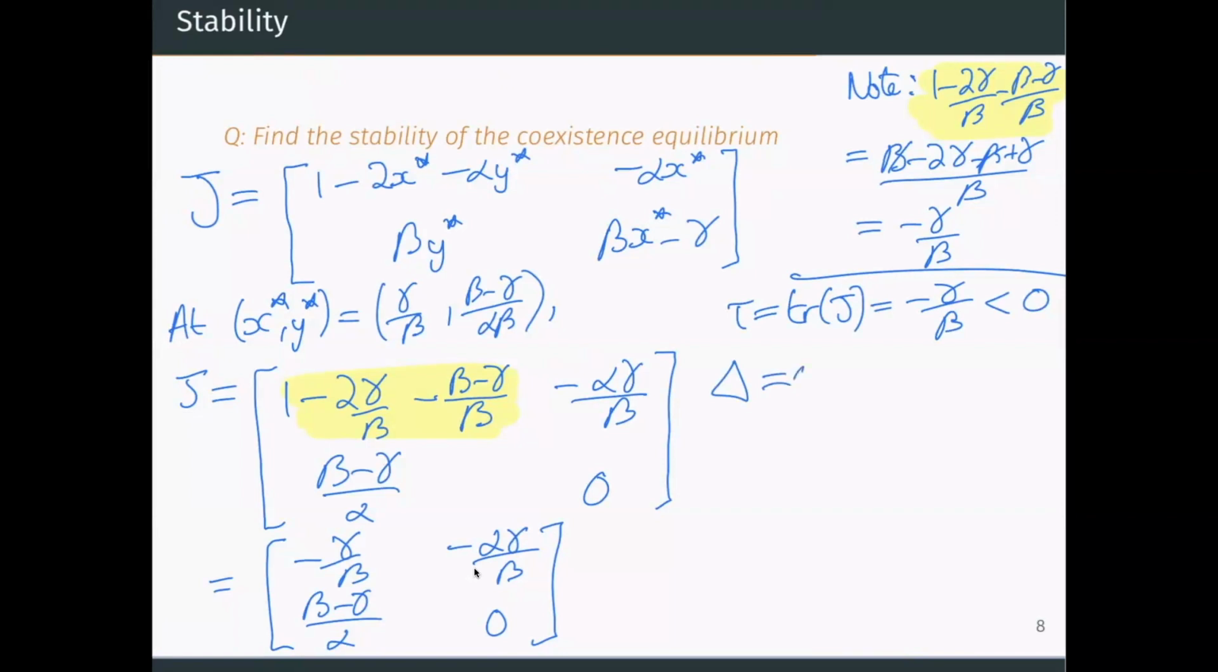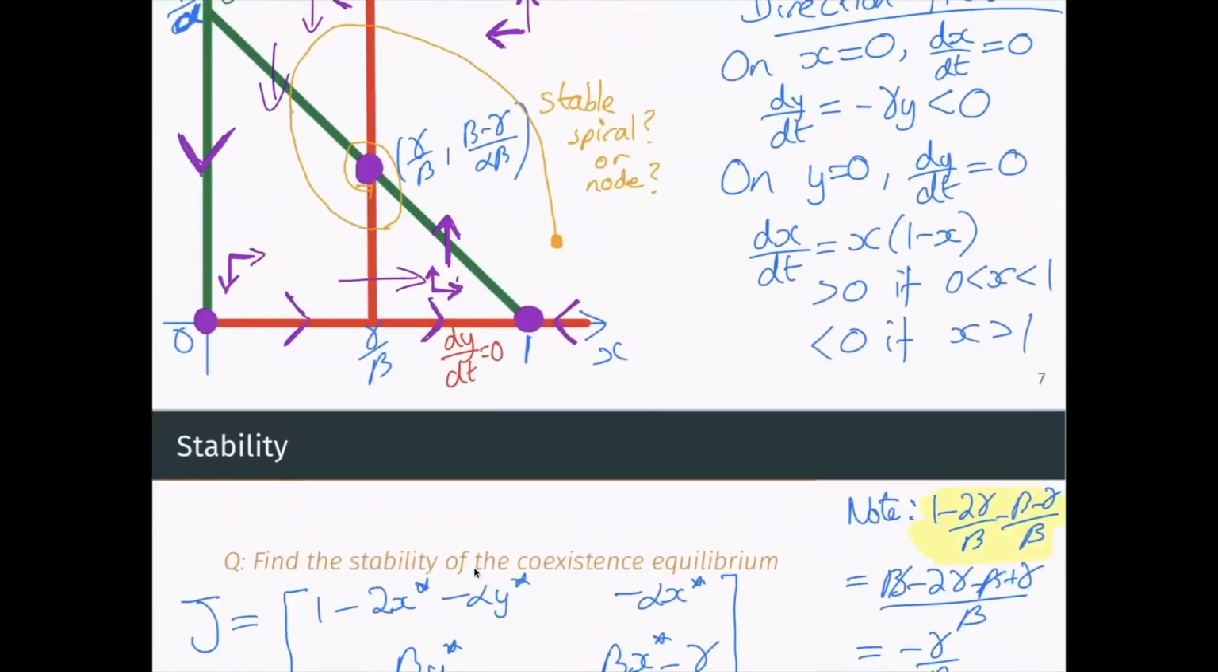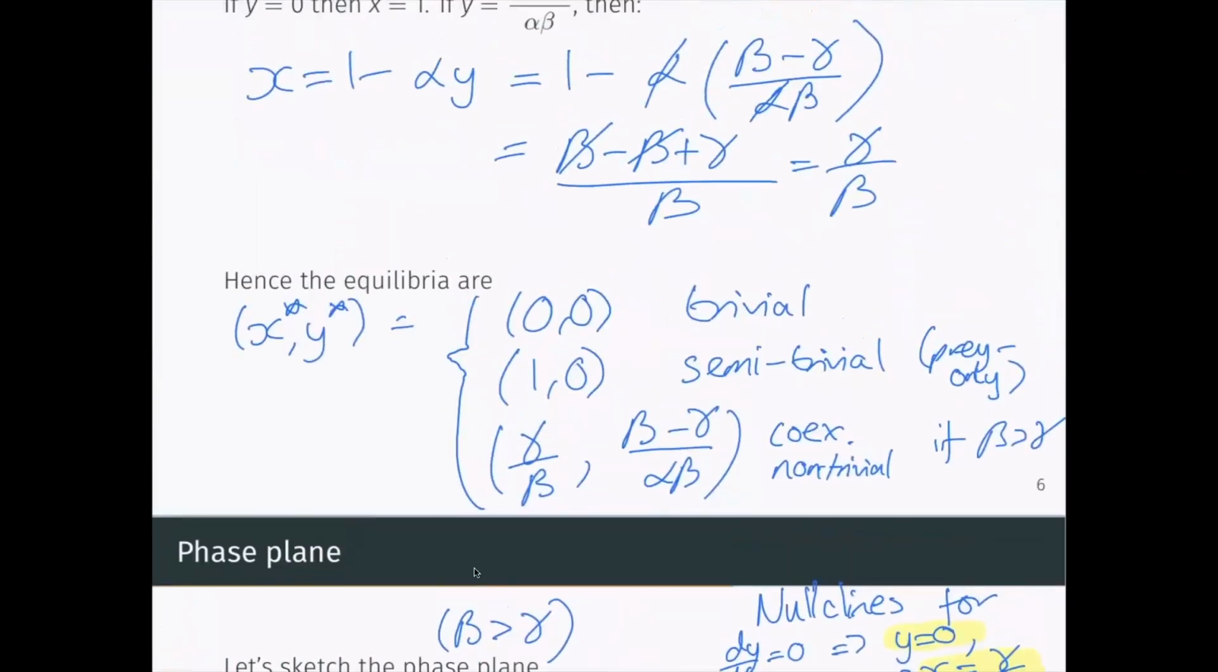And the determinant is a little bit more complicated. The terms on the main diagonal will cancel, and then we're going to have a minus minus alpha gamma over beta, so we'll just have alpha gamma over beta times beta minus gamma over alpha. So these alphas are going to cancel. We can write this as gamma, beta minus gamma over beta. And if we go all the way back up here, this coexistence equilibrium, which is the point we're looking at, is only valid if beta is greater than gamma.